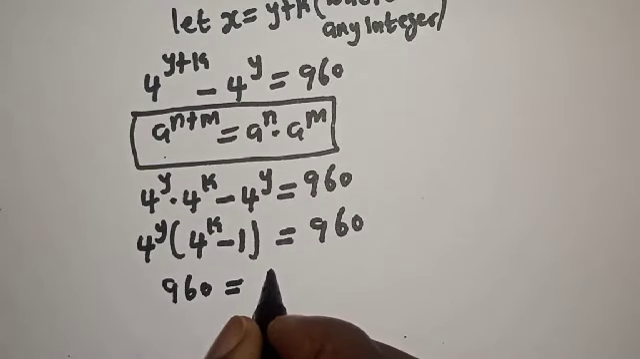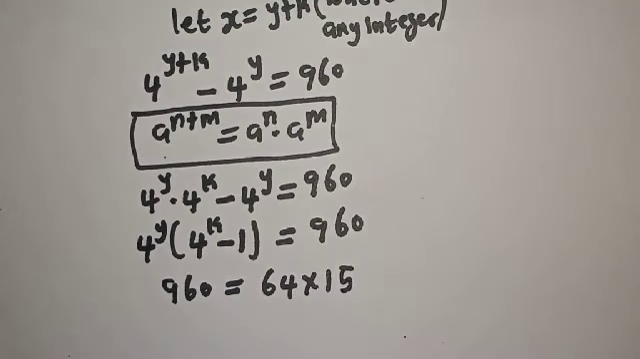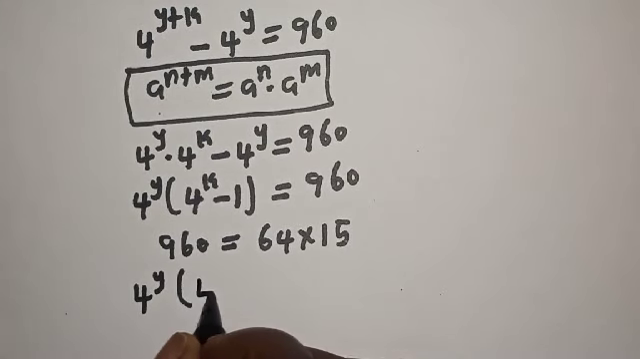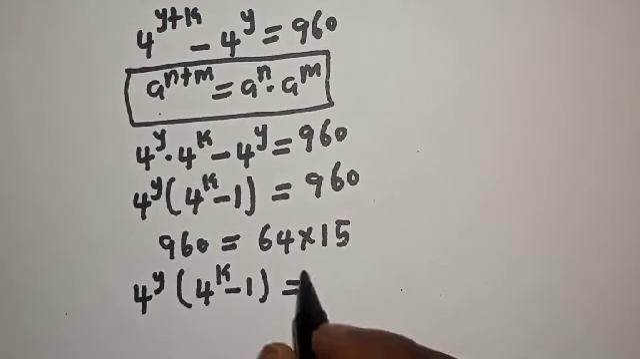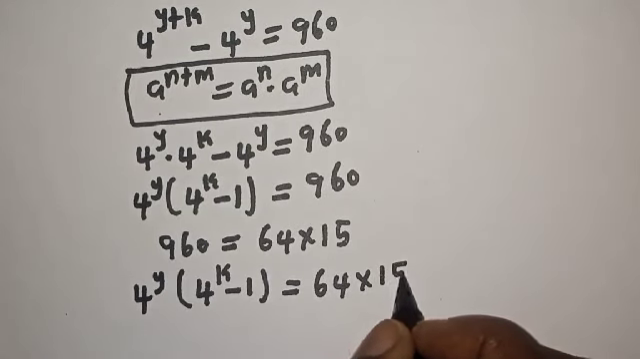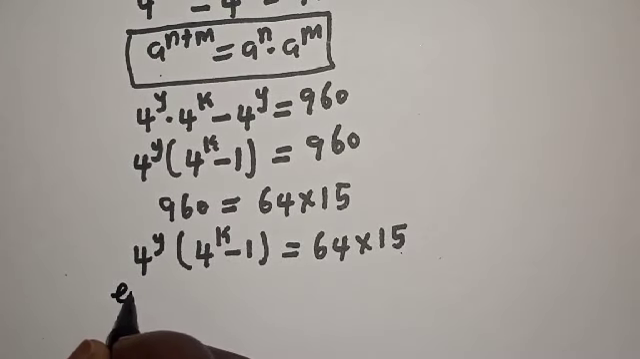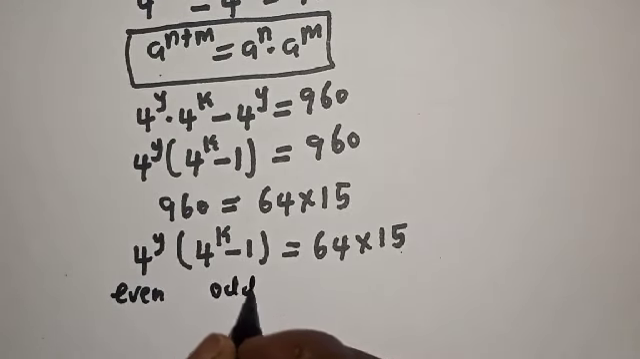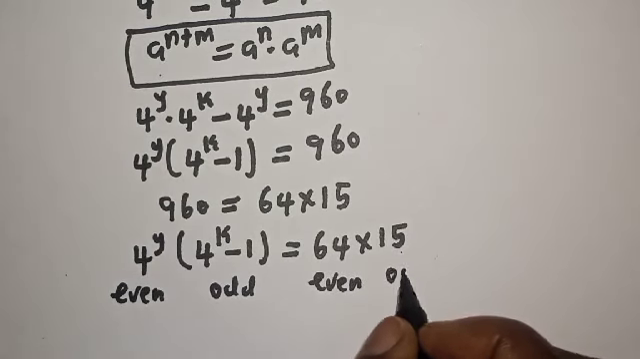960 is equal to 64 multiplied by 15. So 4 raised to the power y bracket 4 raised to the power k minus 1 is equal to 64 multiplied by 15. Then from here, 4 raised to the power y is even, 4 raised to the power k minus 1 is odd, 64 is even, and 15 is odd.